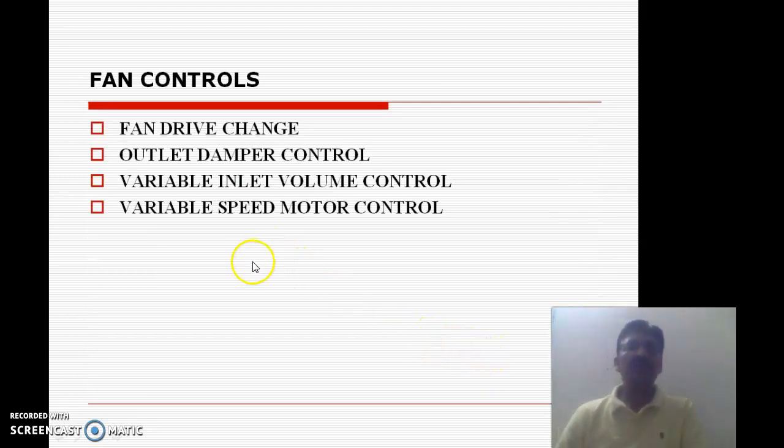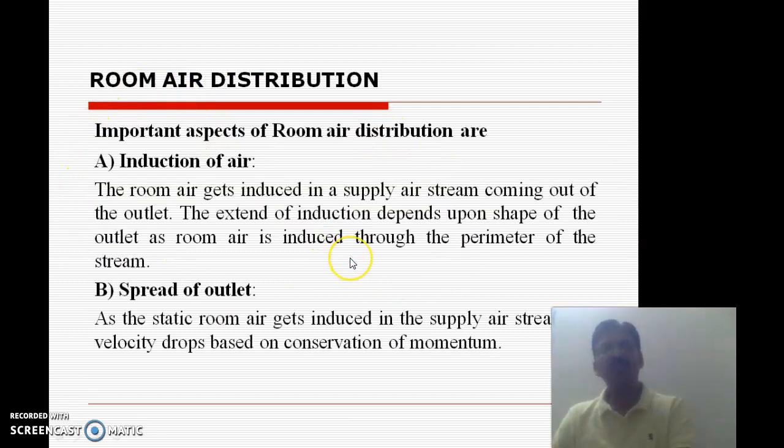So there are different fan controls: fan drive change, outlet damper control, variable inlet volume control, and variable speed motor control. These are the different fan controls generally used. And when we go for the study of room air distribution, the important aspects are, first, induction of air. The room air gets induced in a supply air stream coming out of the outlet.